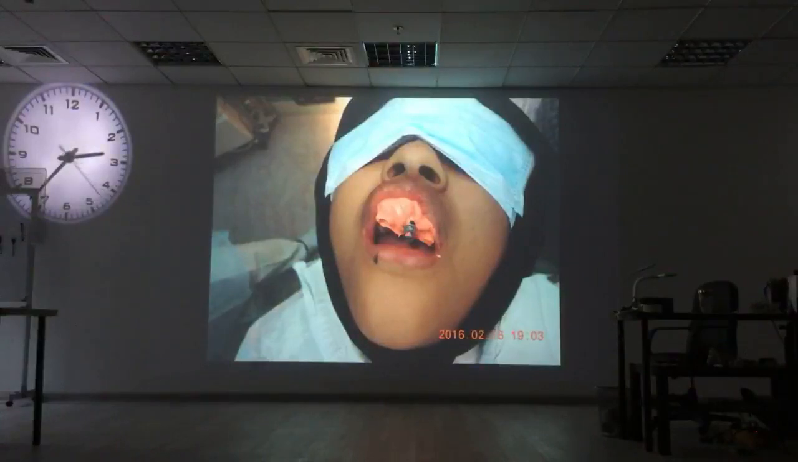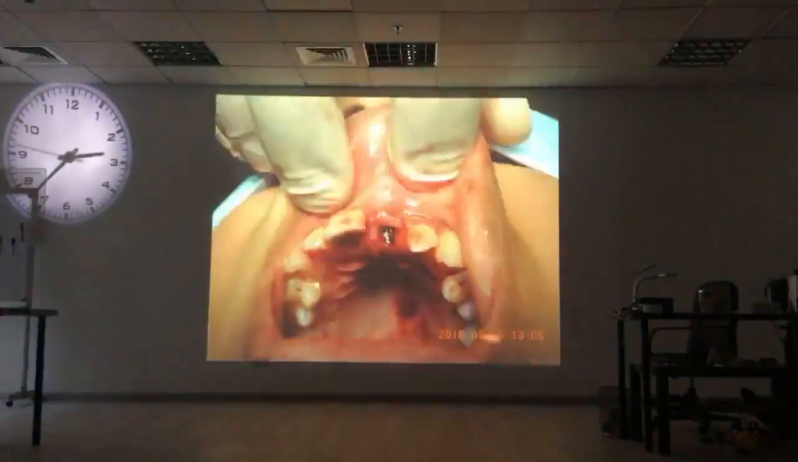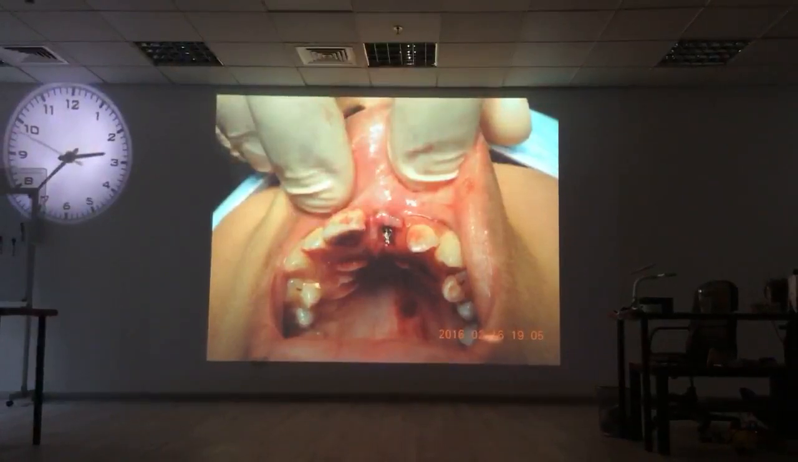Any of you familiar with this technique? This is making an impression during the surgery using a bite registration material. It's very straightforward, very simple, and you just take this bite registration material, place it on the patient's study cast, and the lab can fabricate a crown. So this is how it is, and this is the soft tissue.